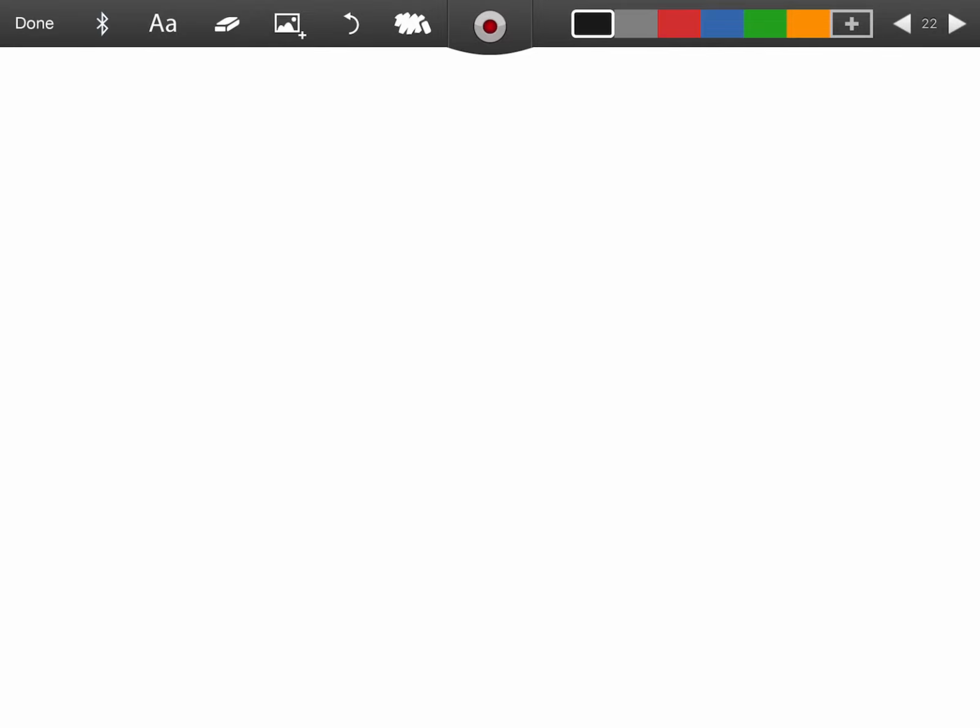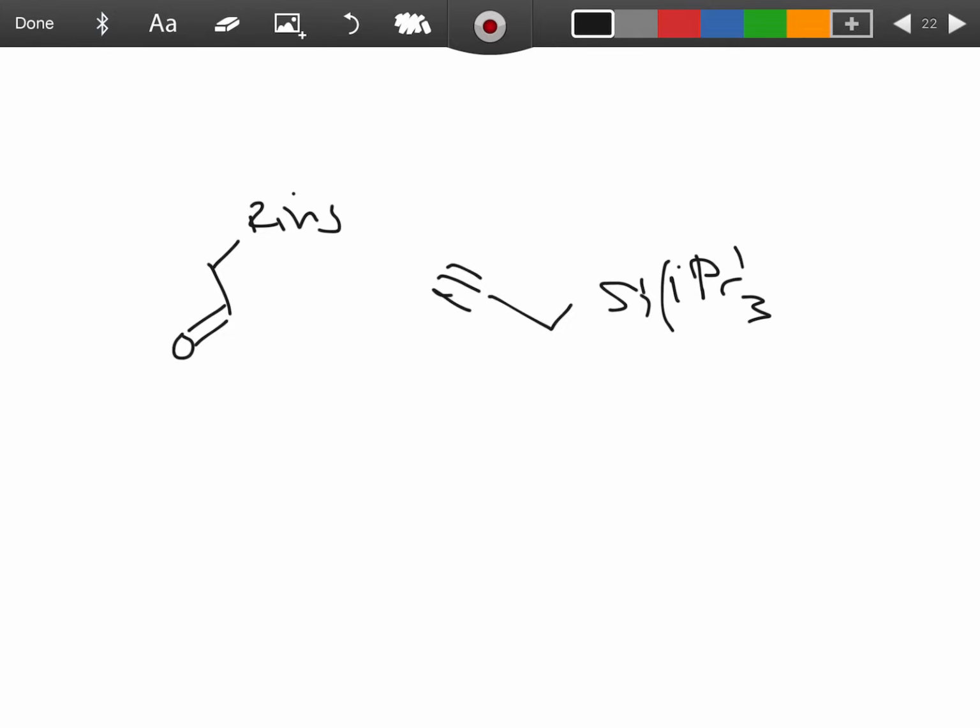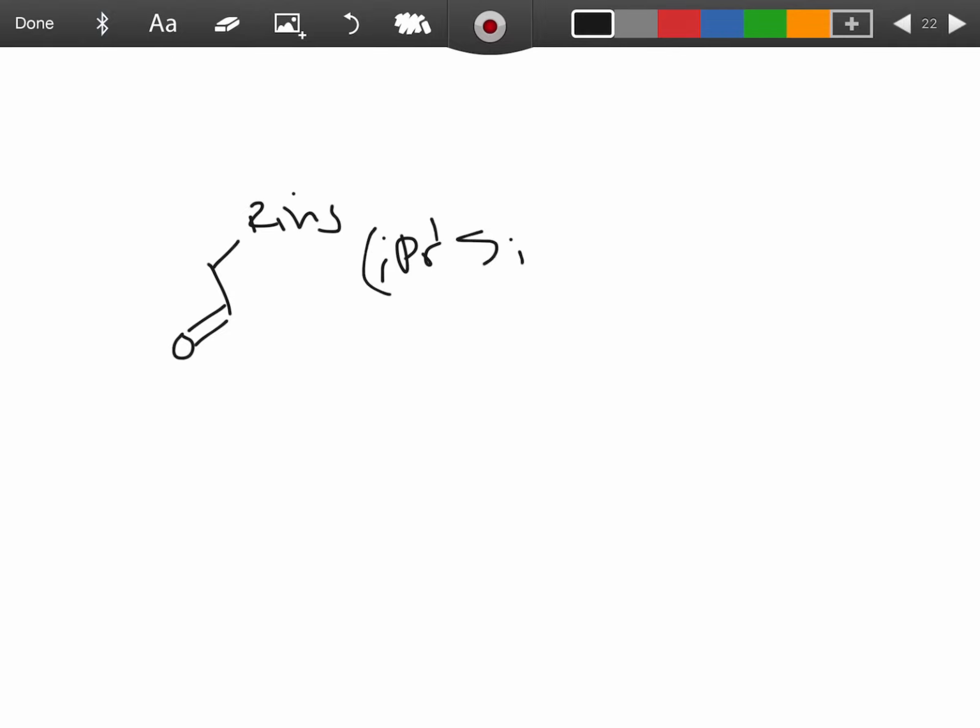So what's happening here, or what you can infer, is that we have our aldehyde. I'm not going to draw out the whole ring because I don't hate myself. Right? Ring. When we add our silyl group to it, isopropyl 3, we're going to pretend that fits. There we go.